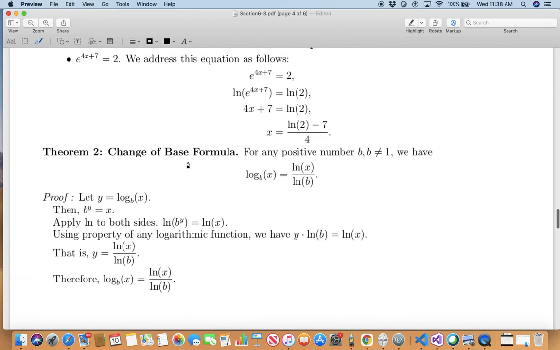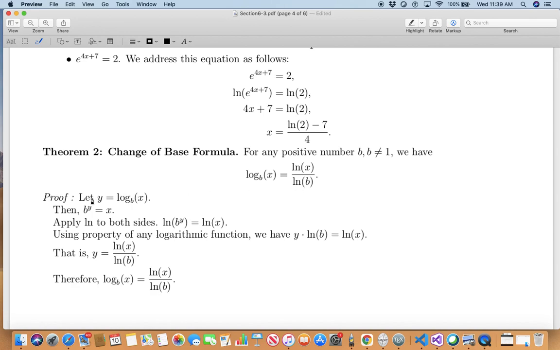So we'll come to the next theorem. Let's finish it. Theorem 2, change of base formula. You see, if you look at your calculator, you will find natural log and you will find log base 10. But what if I want log base 3 or 5 or, I don't know, log base half? Here is your theorem. Log base b of x is natural log of x over natural log of the base.